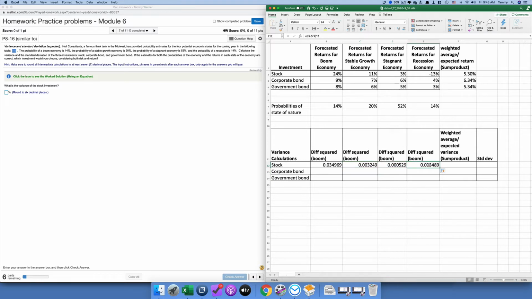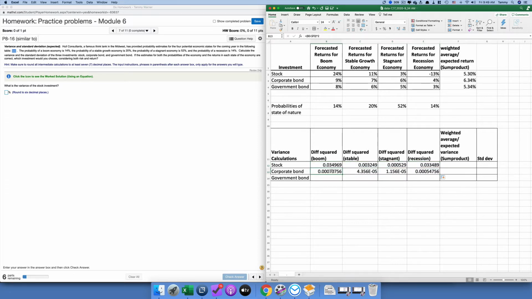So that gives us our differences all the way across in these different states of nature. I need to change my column headings here. Obviously, I just copied that across as well. And recession. Okay, so now we have our different squared differences. I believe we can go ahead and copy these right down. Let's see how that works.